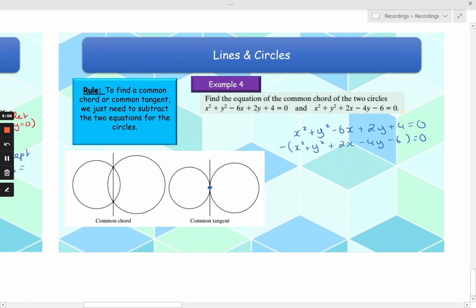Now the subtract on the outside here is going to change the sign of each of the ones in between. So what we really have is x squared minus x squared, which are going to cancel. Y squared minus y squared, which is going to cancel. Minus 6x minus 2x, which is going to give me minus 8x. 2y plus 4y, because a minus by a minus is a plus, it gives me plus 6y. And again, we have a minus by a minus, which gives me a plus. So we have 4 plus 6, which gives me 10. So the equation of my common chord is minus 8x plus 6y plus 10 is equal to 0.